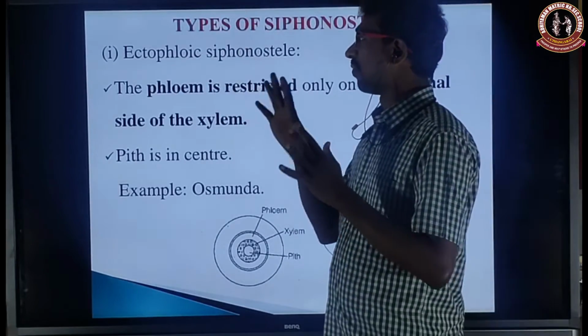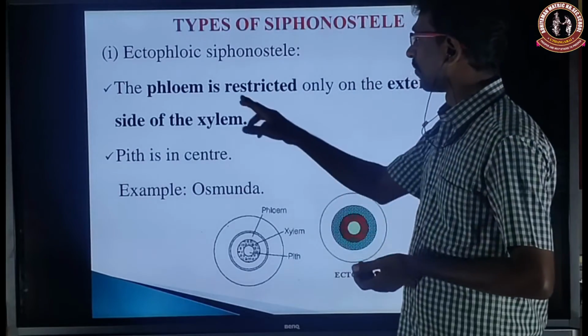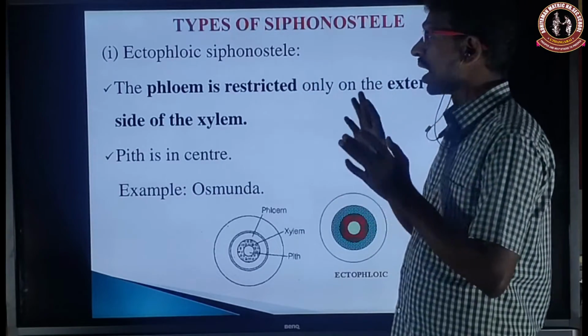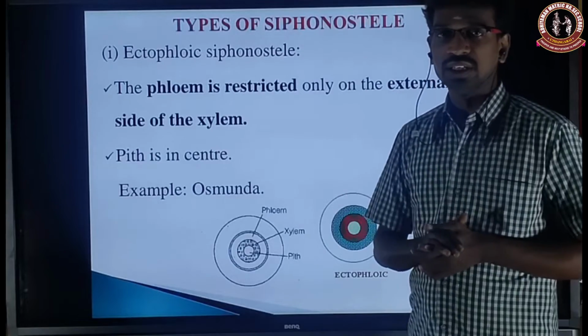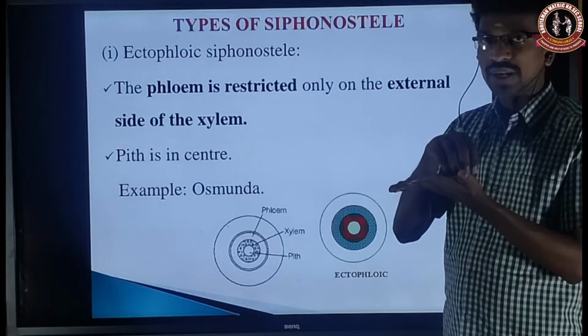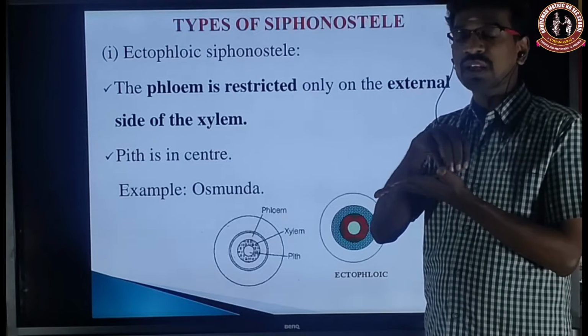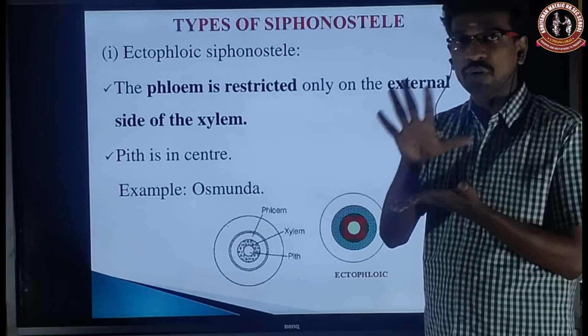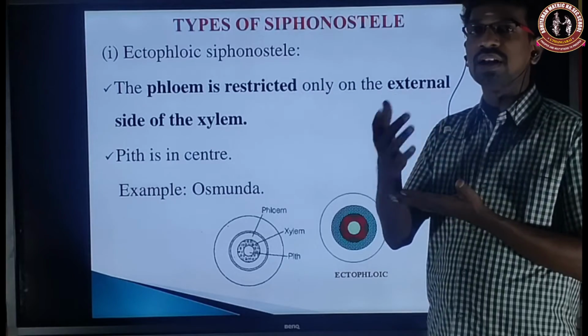First one, ectophloic siphonostele. The phloem is restricted only to one external side of the xylem. That means in the center is the pith, which is surrounded by a concentric layer of xylem. The xylem is surrounded by a concentric layer of phloem. That's all. Single xylem and single phloem.